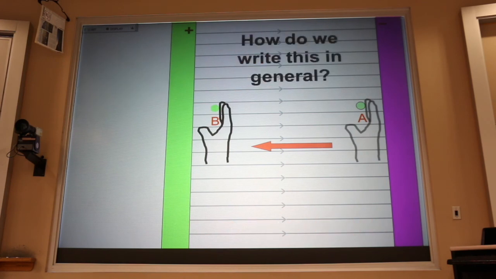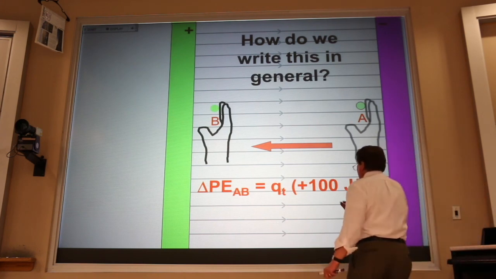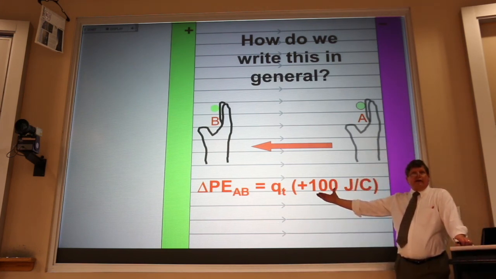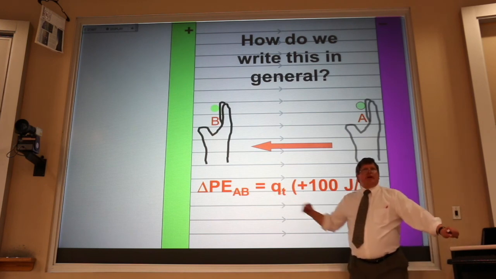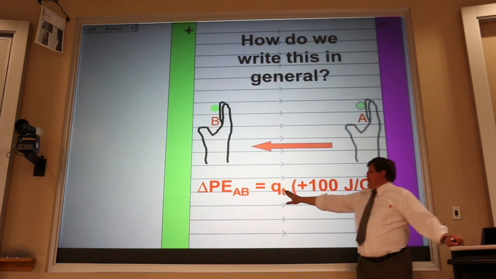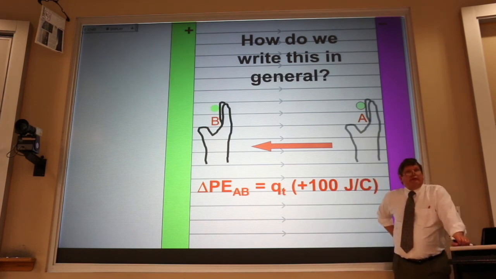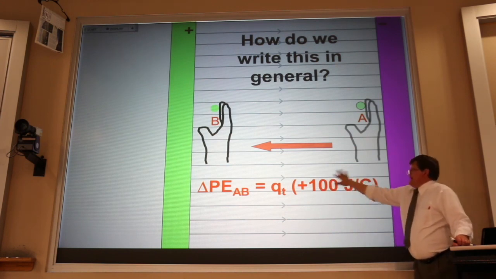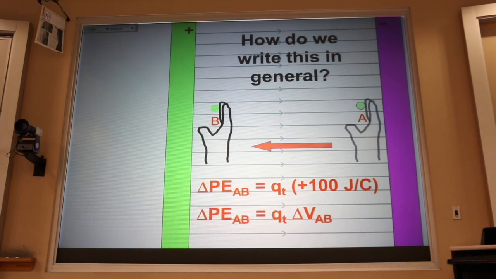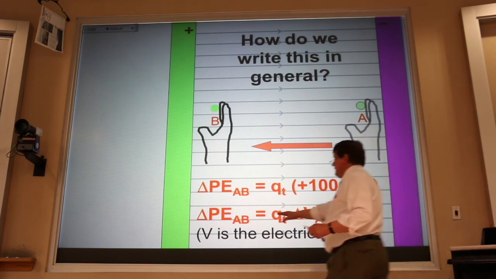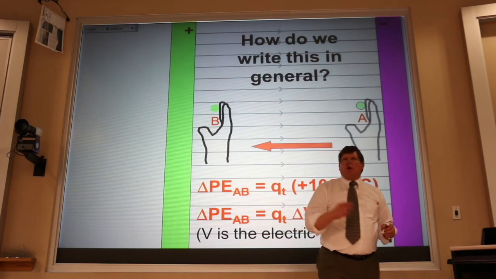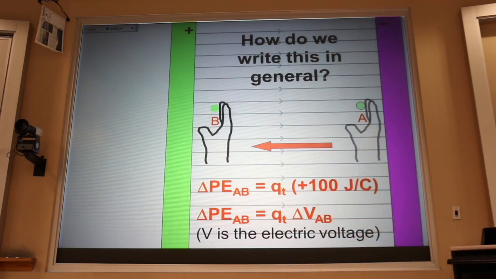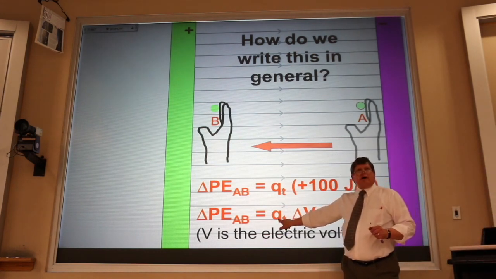Okay, how do I write this in general? Well, I say that I do 100 joules of work, plus 100 for each 1 coulomb. And then I multiply that by how many coulombs I actually move from A to B. If I move 5 coulombs, then I multiply this by 5 and I get 500 joules. Okay? Now this thing here, the joules for each coulomb, we call the voltage difference, the electric voltage difference. And it tells me how much electric potential energy is stored if I know how much charge is brought from point A to point B.